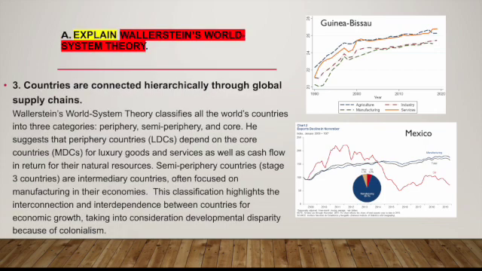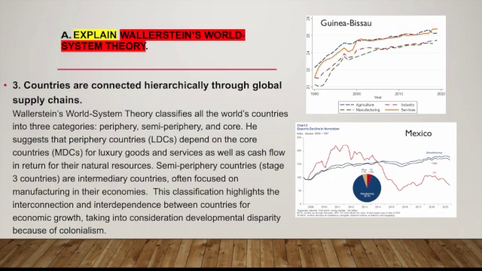First, we have A. Explain Wallerstein's world system theory. Wallerstein's world system theory classifies all the world's countries into 3 categories: periphery, semi-periphery, and core. He suggests that the periphery countries, LDCs, depend on the core countries, MDCs, for luxury goods and services, as well as cash flow in return for their natural resources.